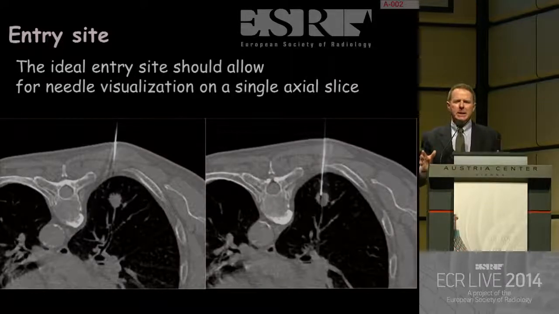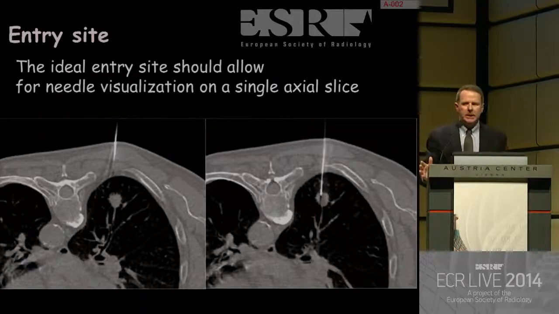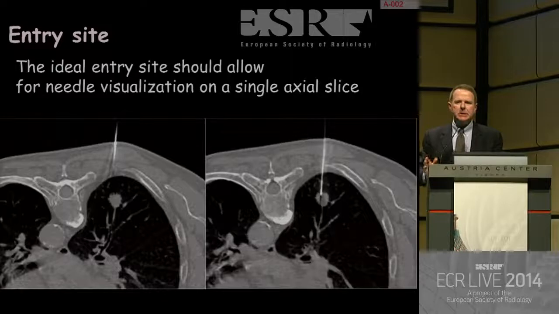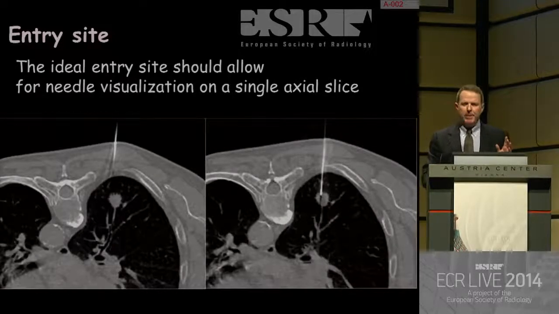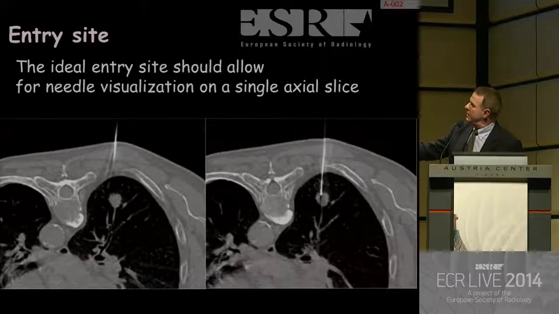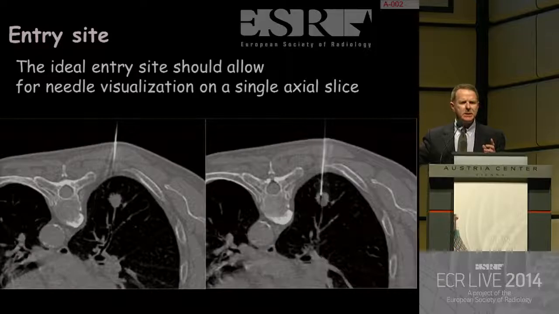It's about placing the patient, the lesion, and your needle in the correct plane. So you need an entry site, which ideally should allow you to see the needle in one slice, if possible. Okay? You don't care about tilting right to left, but what you don't like is tilting caudal and cranial, because caudal and cranial will make you have the needle out of plane unless you tilt the gantry as well, which can be done, but is not the usual thing that we do.